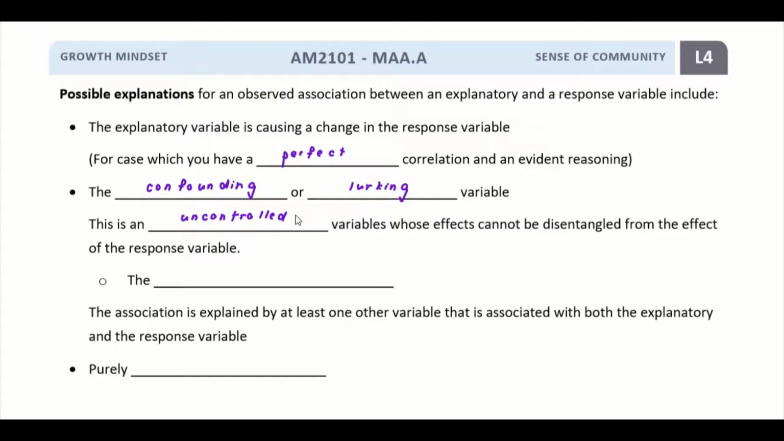What happens with a confounding or lurking variable is that it will create a common response. This common response is caused by an additional variable that is associated with both the explanatory variable and the response variable. Okay, we will look at this with a few examples later, so don't worry about that. Then the last case is just pure coincidence. Okay, so let's try to look at this one.